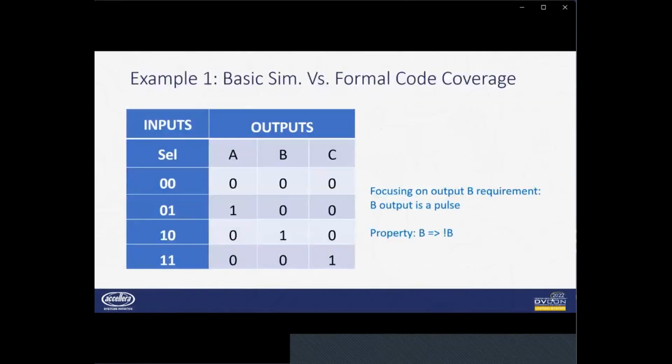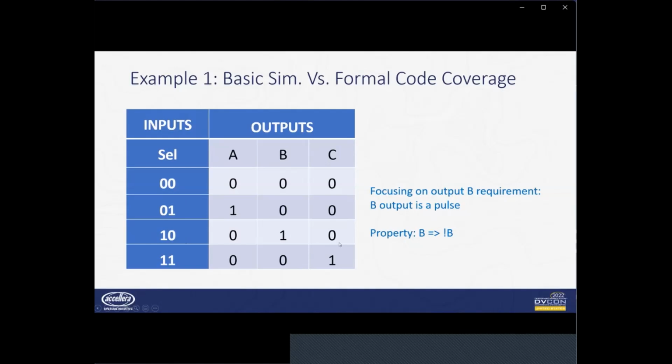Thanks, Joe. We'll take a look at a few examples that will show some of the differences between simulation code coverage and formal code coverage. Our first example is a simple design. It has a select input, which can take on these 4 values, and there's 3 outputs, A, B, and C. And based on the select input, each of the outputs can go active.